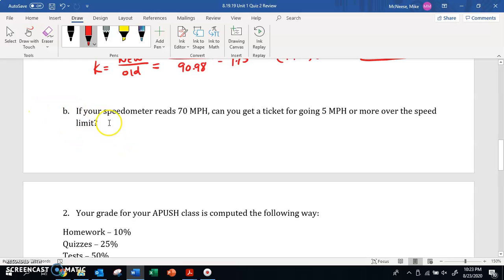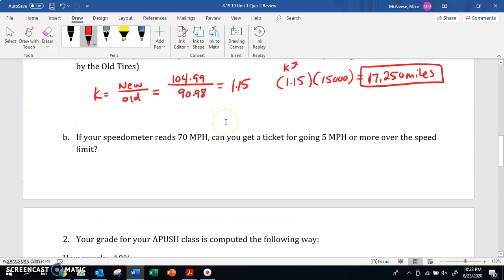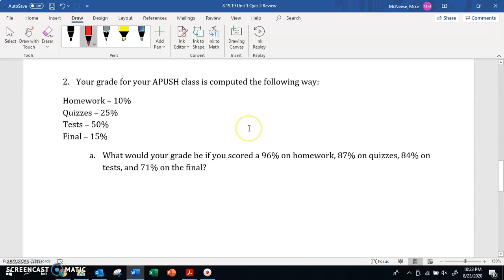For the next one, it says, if your speedometer reads 70 miles an hour, can you get a ticket for going 5 miles an hour or more over the speed limit? So remember, our scale factor is 1.15. So to find the actual speed, we would do 1.15 times 70 miles an hour, and we would get 80.5 miles per hour. So yes, we would get a ticket for going 5 miles an hour or more over the speed limit.